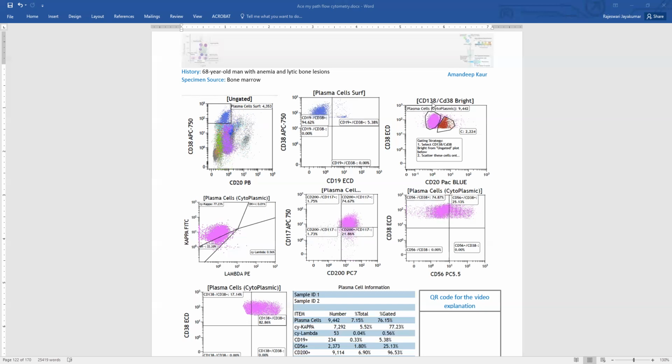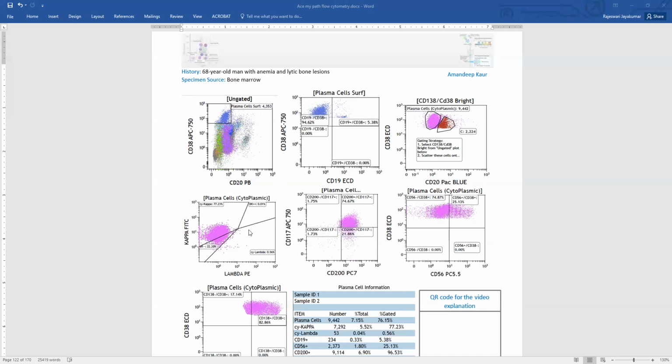And this is a plot that shows CD38 and CD20. We can see that the CD38 positive cells do not express CD20, and these are the B cells that express CD20. And we see that our plasma cells, which are painted in pink here, are kappa restricted. And so that is, again, abnormal.